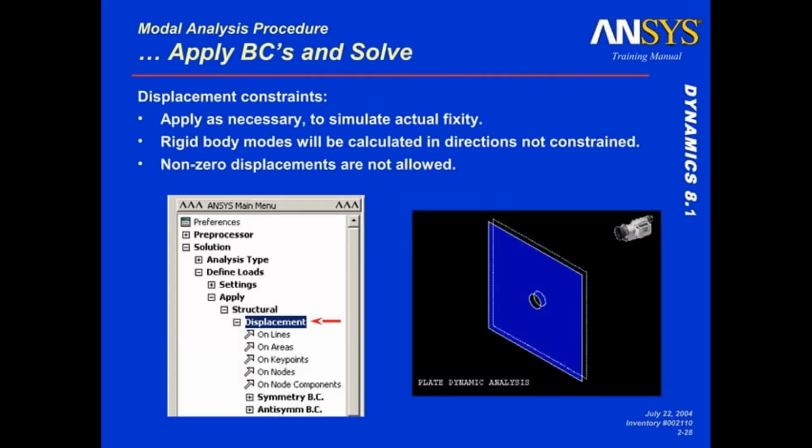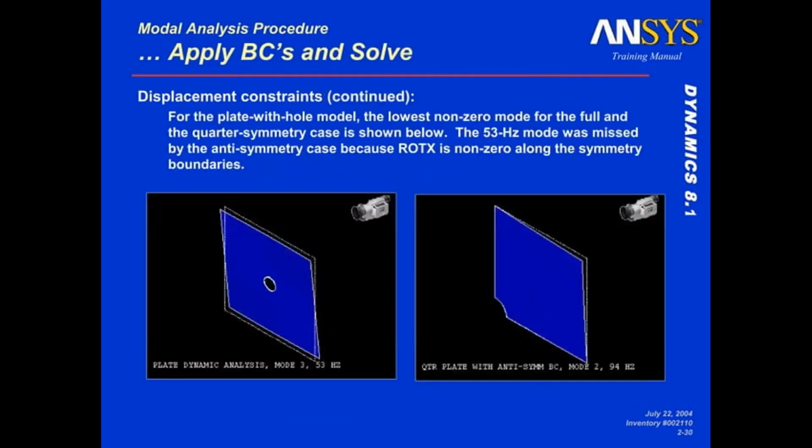Apply boundary displacement constraints as necessary to simulate the actual fixity. Rigid modes can be activated in the directions to be considered. Non-zero displacements are allowed. For displacement constraints, we have taken a plate with a hole, fully quadrant symmetric, modeled as an antisymmetric case because the displacement is non-zero along the symmetry boundaries.